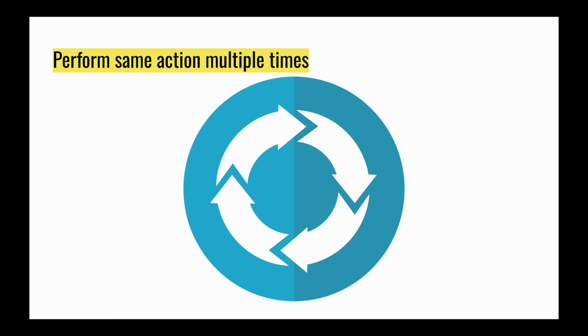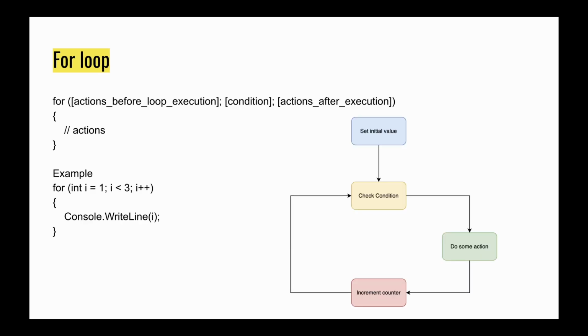C# has the following types of loops. For, foreach, while, do while. For loop. The for loop has the following formal definition. The declaration of the for loop consists of 3 parts. The first part of the loop declaration is some action that is performed once before the loop is executed. Usually, variables that will be used in the loop are defined here.